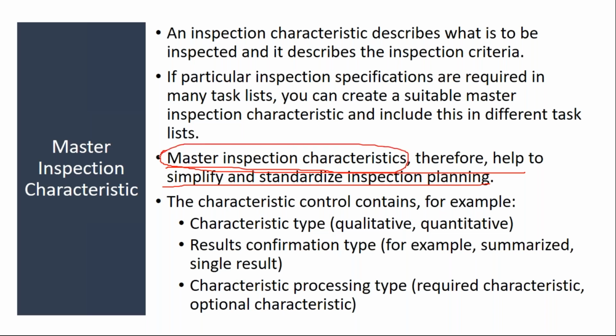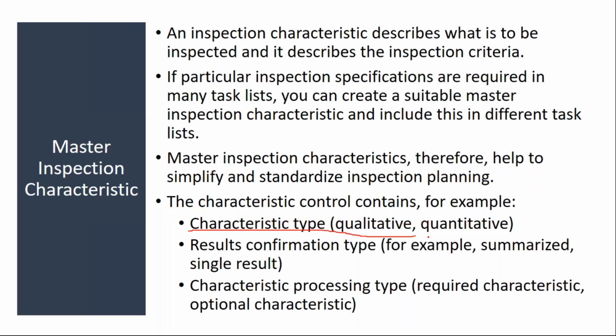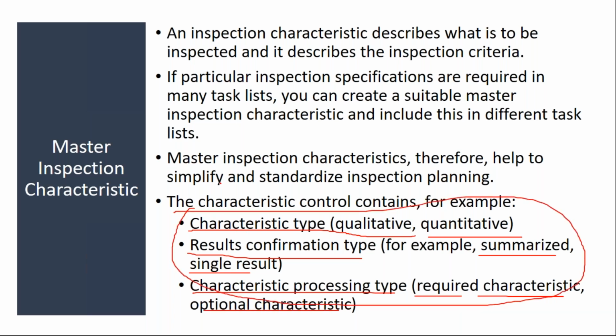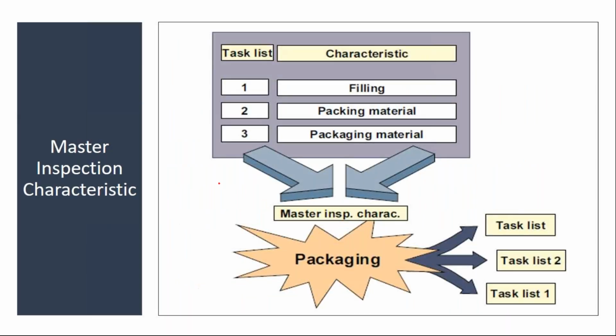Okay, so the characteristics basically control what type of characteristic it is, qualitative or quantitative. This I will show in the system, we will discuss it. Results confirmation type. Okay, I will also explain this, whether you want to go for summarized or single result. And characteristic processing type, whether it is a required characteristic, mandatory, or optional. All this information you will maintain in the characteristic when you create it. Okay, so this is the one.